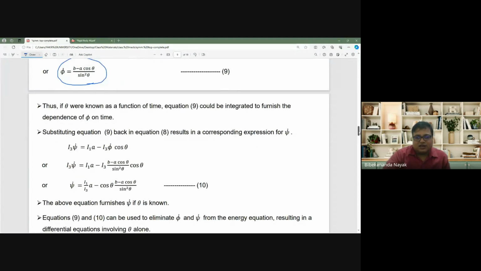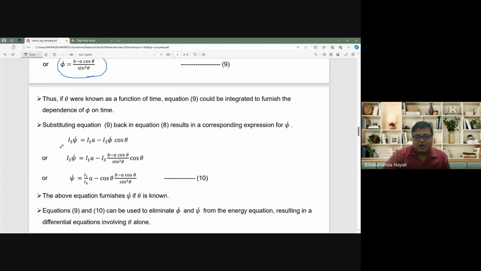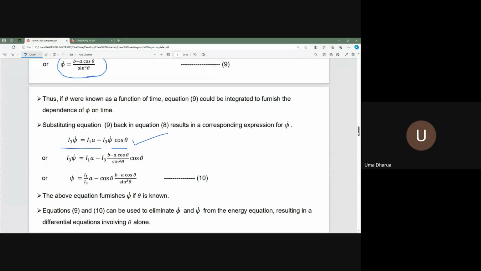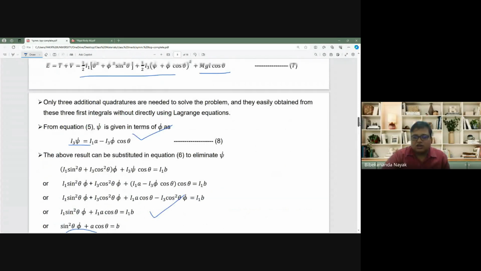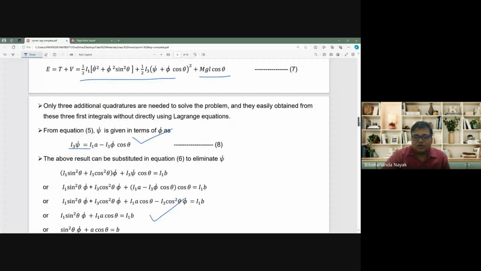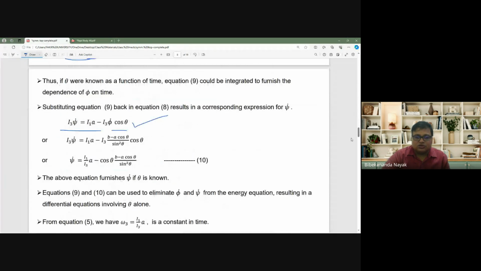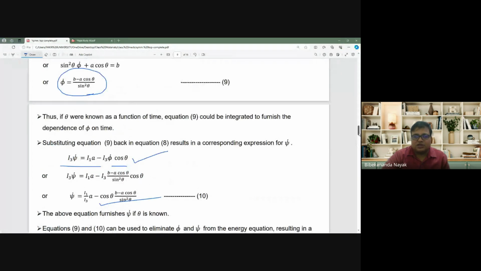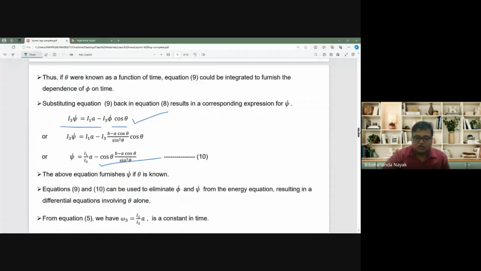So I3 psi dot is equal to I1 a minus I3 phi dot cos theta. Put equation 9 back in equation 8. Written here already: I3 psi dot is equal to I1 a minus I3 phi dot cos theta. Now put in place of phi dot its value, (b minus a cos theta) by sin square theta. So we got psi dot is this. This above equation is interesting. It gives psi dot as a function of theta only, and that equation gives phi dot as a function of theta. If you know the variation of theta with t, then you can calculate phi dot and psi dot.